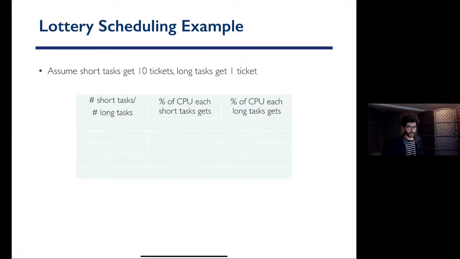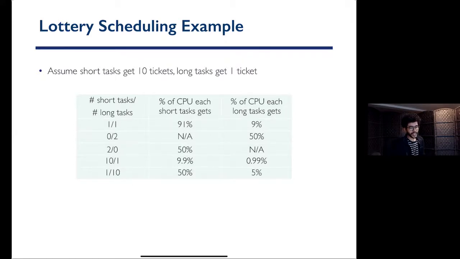So I'm running out of time. I probably can finish this one. So here is an example. Let's say I have short tasks and long tasks, and let's say I have made the decision to give short tasks 10 tickets and long tasks 1 ticket. Now you can see that depending on how many short tasks and how many long tasks there are in the system, the CPU time of each one of them changes.